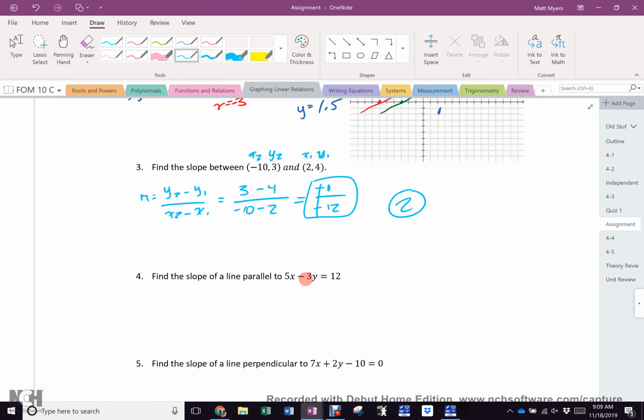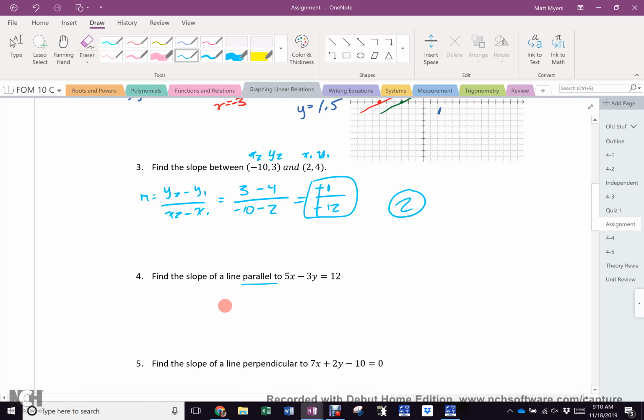Find the slope of a line parallel to this. The key word is parallel. If the slope is parallel, then what is it? It's exactly the same. How can we find slope? We have lots of ways. You could isolate y. That's the easiest way to do it. Because once y is isolated, whatever number is with x is the slope.